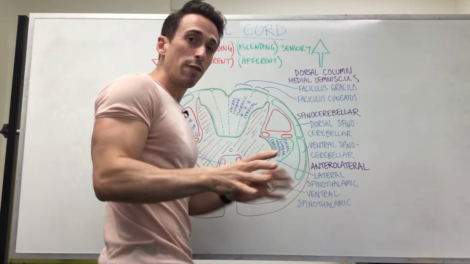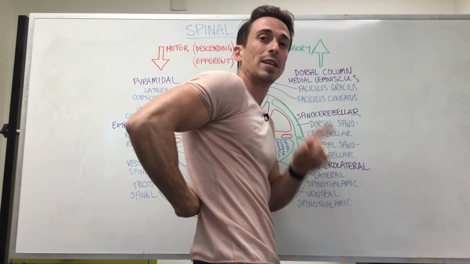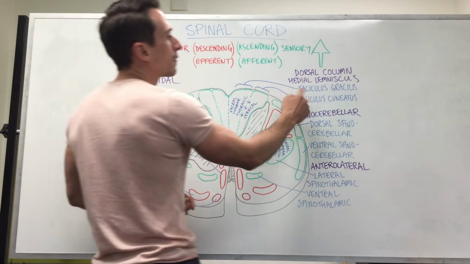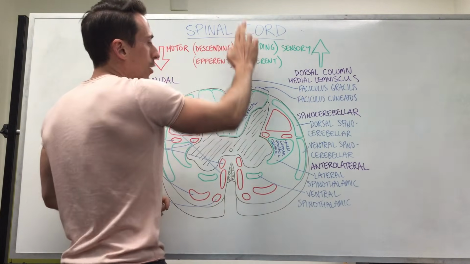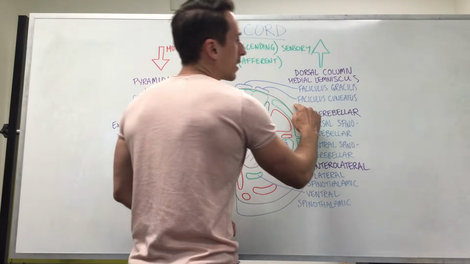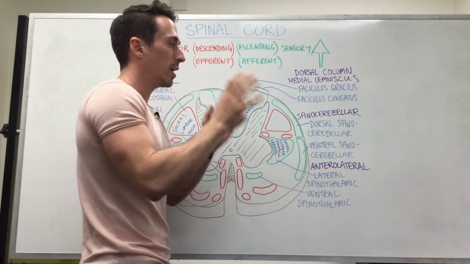So that type of information is going to jump into the dorsal column medial lemniscus pathway and go up to the brain. Now, if this sensory information originates below thoracic level 6, it's going up via the fasciculus gracilis. That's the pathway it's going up. If it's happening above T6, it's going to be coming in via the fasciculus cuneatus. So they're the different highways that this sensory information can take.